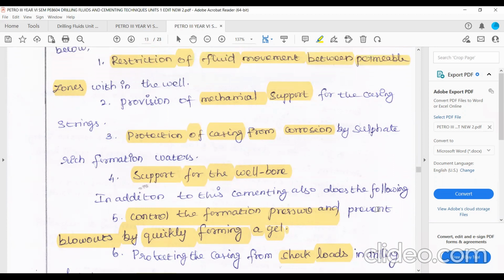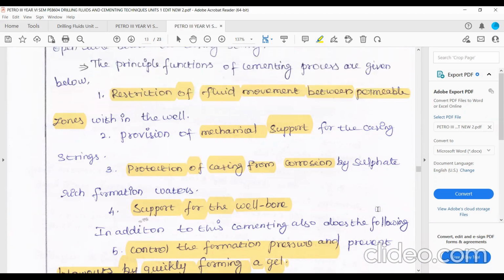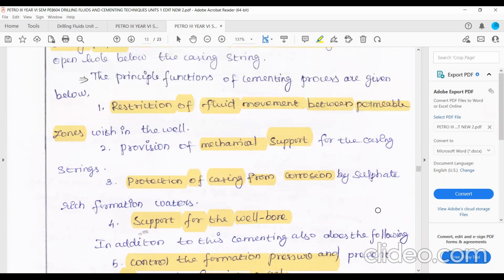The first of the functions of cement is restriction of fluid movement between permeable zones. We don't want the fluid to move on from the permeable formations to get into the annulus and attack the casing. So that is why we put this cement there.